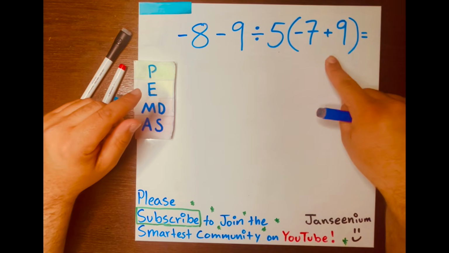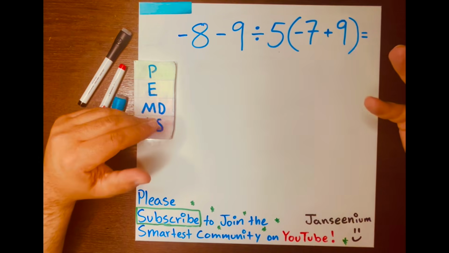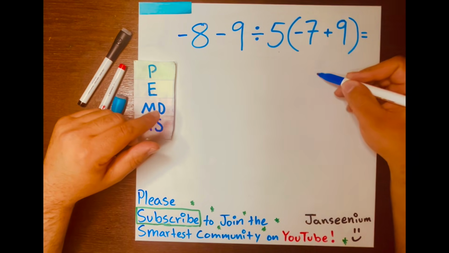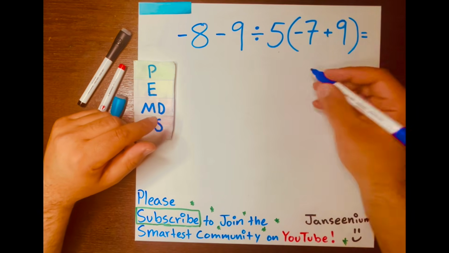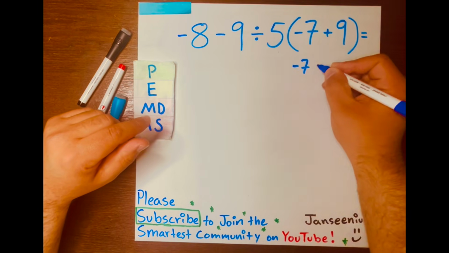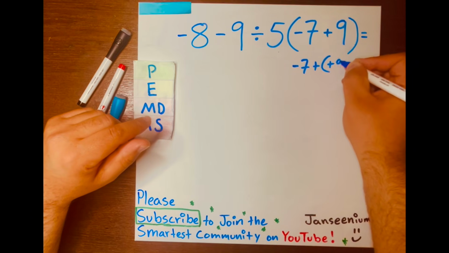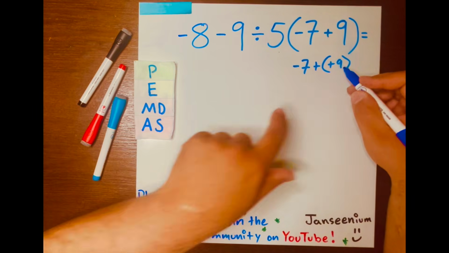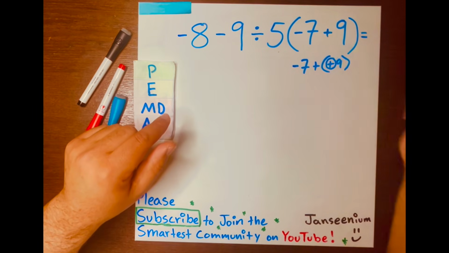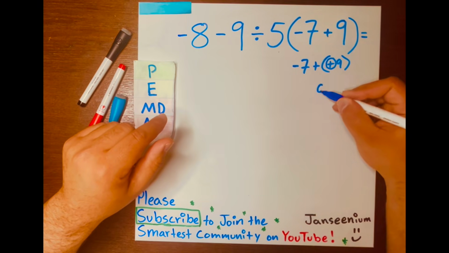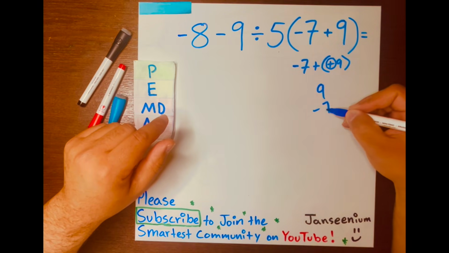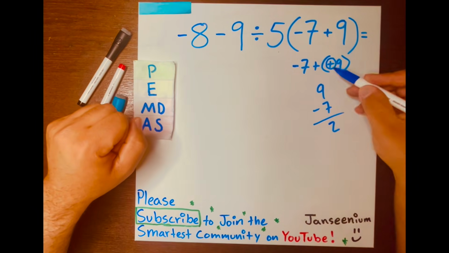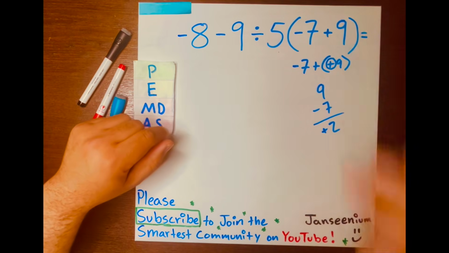Anytime I'm adding numbers with different signs, I use that rule. Anytime you're adding two numbers with different signs, you subtract and keep the sign of the bigger number. So let me just rewrite this. -7 plus +9. And the bigger number is 9, so we keep this sign, which is the positive sign. So let's go ahead and subtract. So 9 minus 7 is 2, and it's +2. So we solved that part.